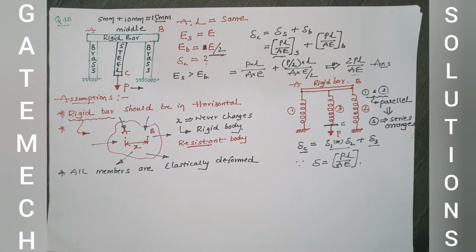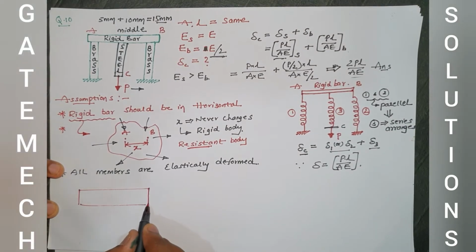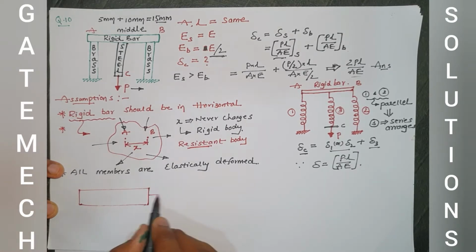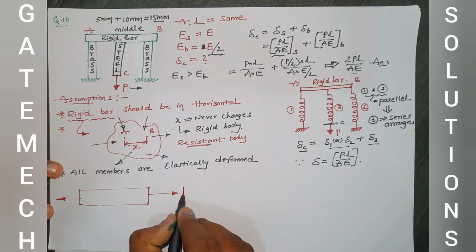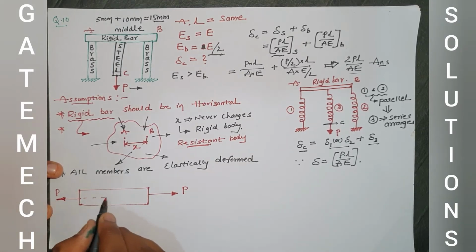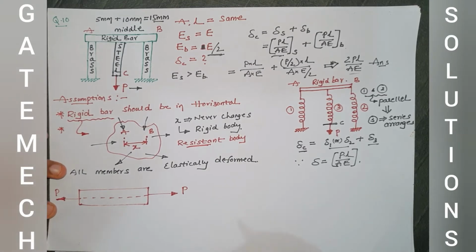For that, let us consider a member which is subjected to an axial tensile load. What is meant by axial load? Axial load is nothing but a load which is passing through the axis of the member. That can be called an axial load. If it is perpendicular to the cross section, it can be called a normal load. If it is away from the cross section, it can be called a tensile load. Different names are there. Keep it in mind.